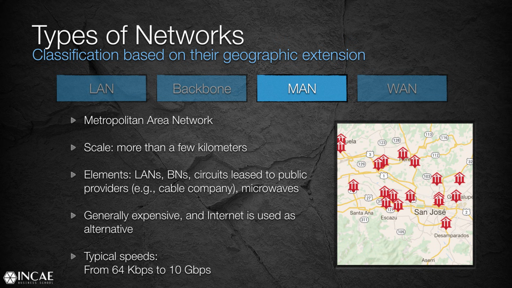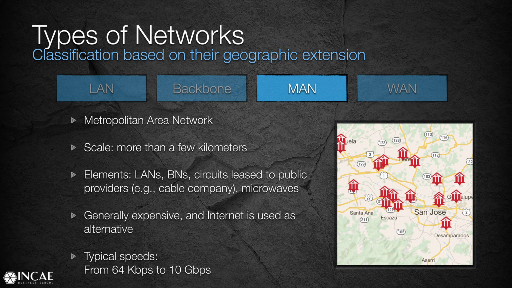These kinds of links, regardless of whether we use microwaves or leased circuits from public providers, are generally going to be expensive. And sometimes, rather than interconnecting ourselves directly through a private metropolitan area network, we might use an internet-based tunnel or channel, perhaps through a VPN tunnel, that relies on the internet as the way to communicate between one branch and another.